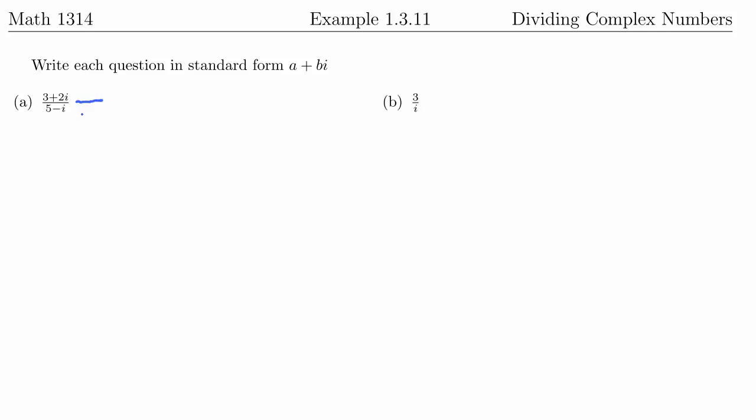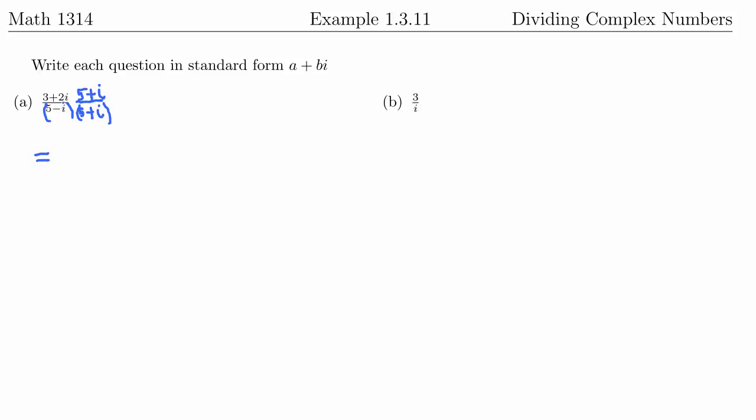What we want to do is figure out what we want on the top and bottom. Well, what we want is the complex conjugate of the denominator. The complex conjugate of 5 minus i is 5 plus i. So since I have that in the denominator, I need that in the numerator as well. Notice this is multiplication. We are not canceling anything here. That is important to understand.